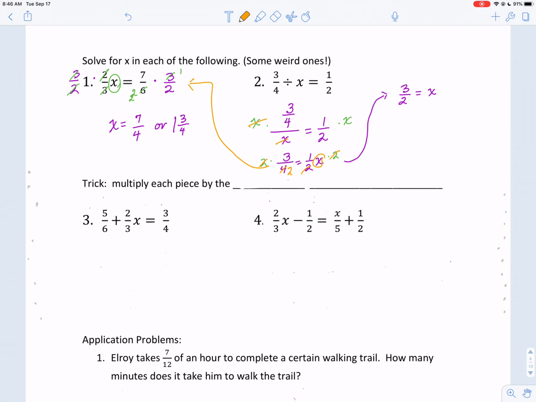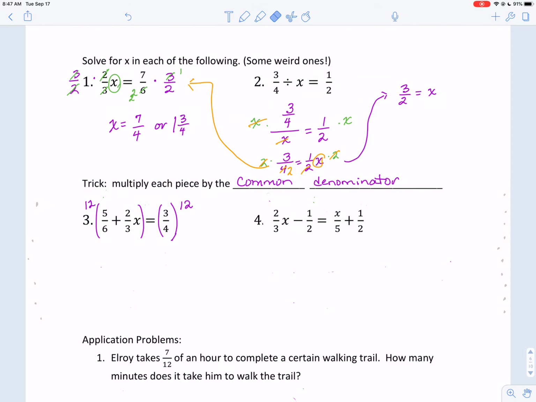Now if you look at number 3 and 4, these are equations that have lots of fractions in them. At Spartanburg Community College, this is taught in Math 101 in Chapter 2. That's our beginning algebra course. The trick to doing this is to multiply each side by the common denominator. So if I look at the common denominator for number 3, 6, 3, and 4, what number will 6, 3, and 4 all go into? 12. So I'm going to multiply the left side and the right side by 12.